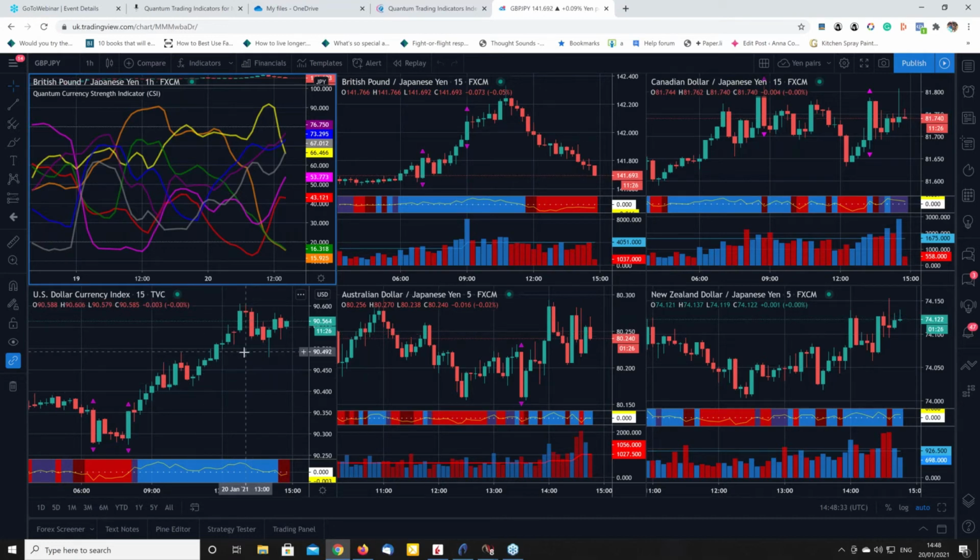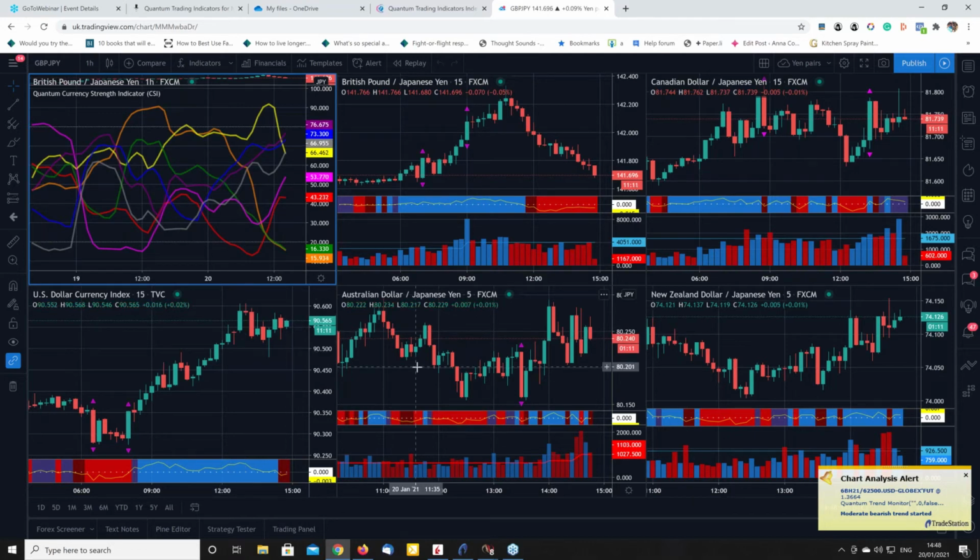In itself, that inverse relationship is out of kilter anyway. Normally the two work inversely, so you have rising commodities, falling dollar, and vice versa. But actually what you've got is those asset classes moving together. Aussie yen's moving sideways, New Zealand yen's moving sideways, CAD yen's moving sideways, but the British pound is selling off quite strongly. You can see it up here.